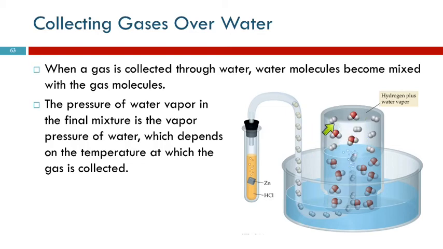We call this a wet gas. Because what is a towel if it doesn't have any water in it? It's dry, right? What if you put water on the towel? Now it's a wet towel. This is a wet gas because its gas has water in it. So we've got hydrogen and water.